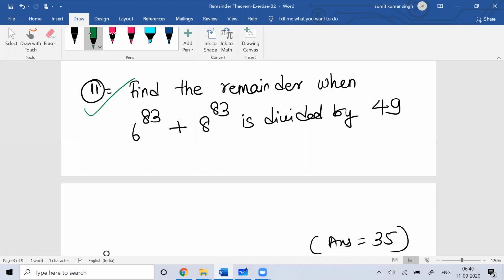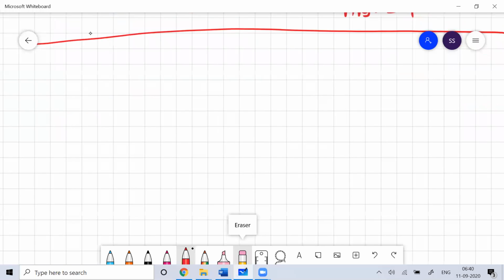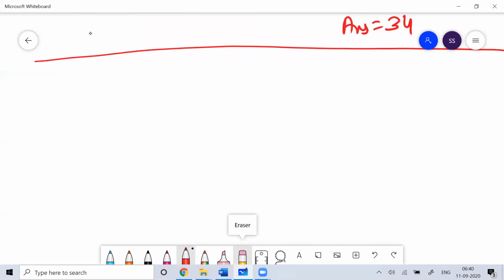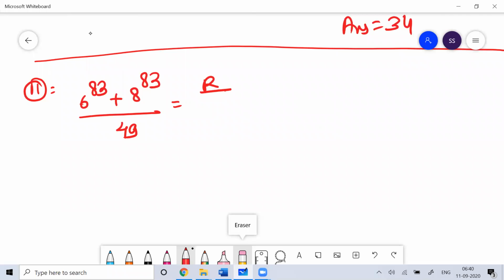Now see this question number 11, everyone. Try to solve this question. How will you solve it? Question number 11: 6 to the power 83 plus 8 to the power 83 when you divide by 49. They want the remainder. So you need to think on that part, how you can solve this.